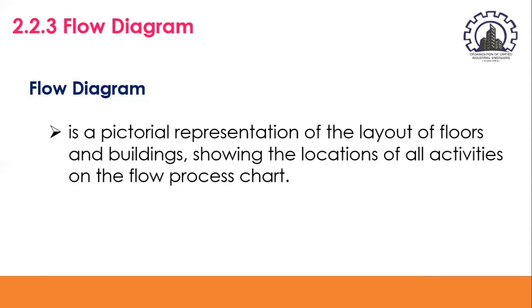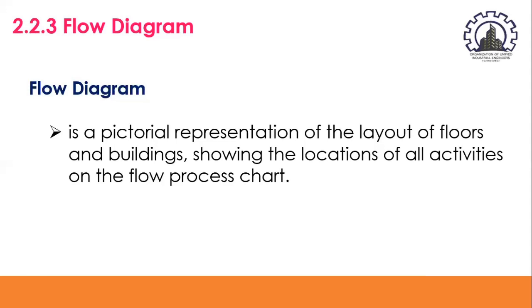Now, the best way to provide this information is to take an existing drawing of the plant areas involved and then sketch in the flow lines indicating the movement of the material from one activity to the next. Now, as you can see, a flow diagram is a pictorial representation of the layout of floors and buildings showing the locations of all activities on the flow process chart.